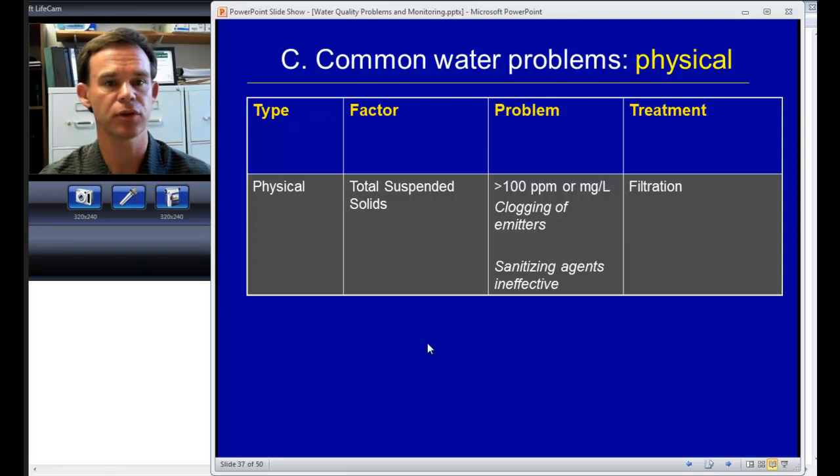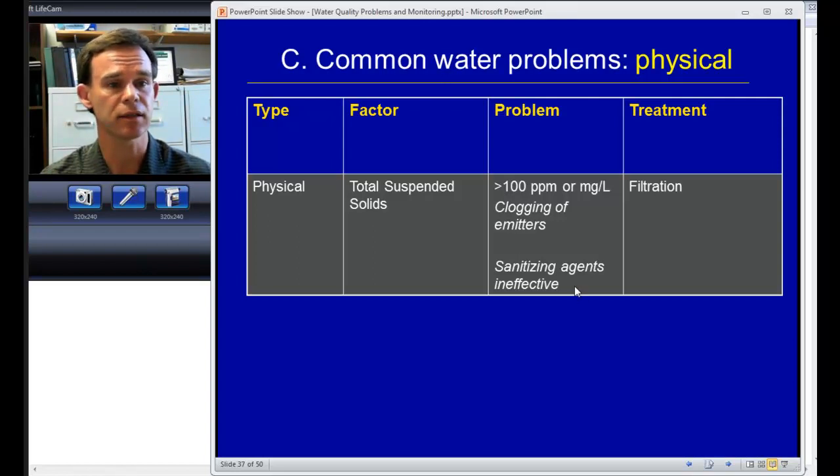Let's switch now to physical water problems. I'm only going to talk about total suspended solids, the total amount of particles that are in a water sample. There are rough guidelines. They depend on the application of the water, whether it's 20 parts per million, 100 parts per million. You're going to see different thresholds in different situations. Once you're up at 100 parts per million, you're going to be clogging emitters, no question.